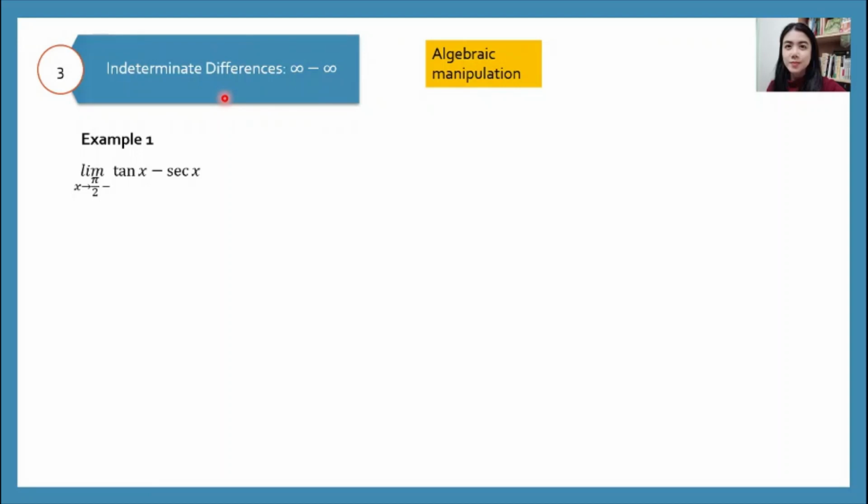Look at the third type. Okay, so the third type is actually about the differences. That means that when you see infinity minus infinity, that is the time you apply the algebra manipulations. So let's just look at the first example.